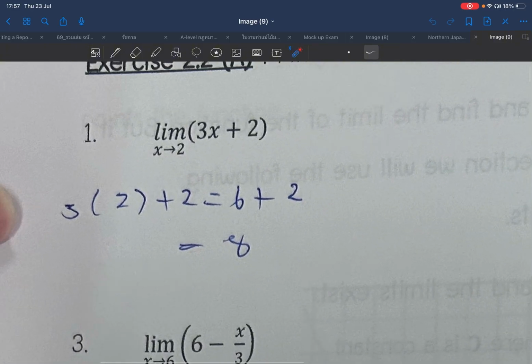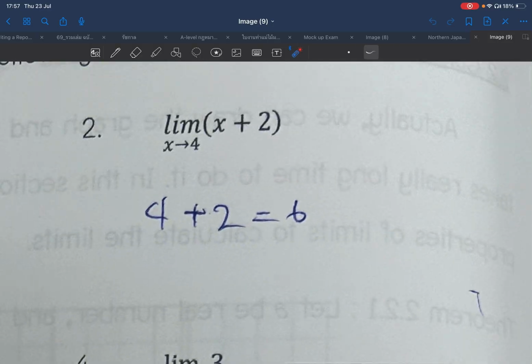Alright, so question 1. The limit of 3x plus 2 as x approaches 2. So this is a simple linear function. We substitute x to 2 directly into the expression, and that would give us 3 times 2 plus 2, which is 6 plus 2, and so our final answer is 8.